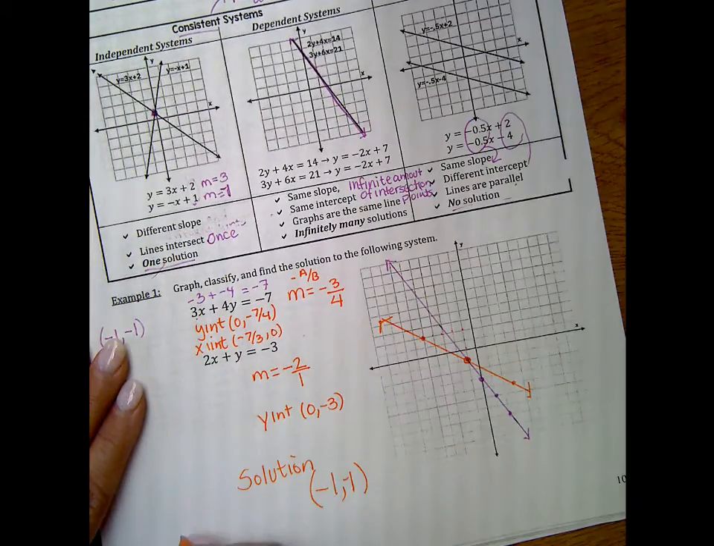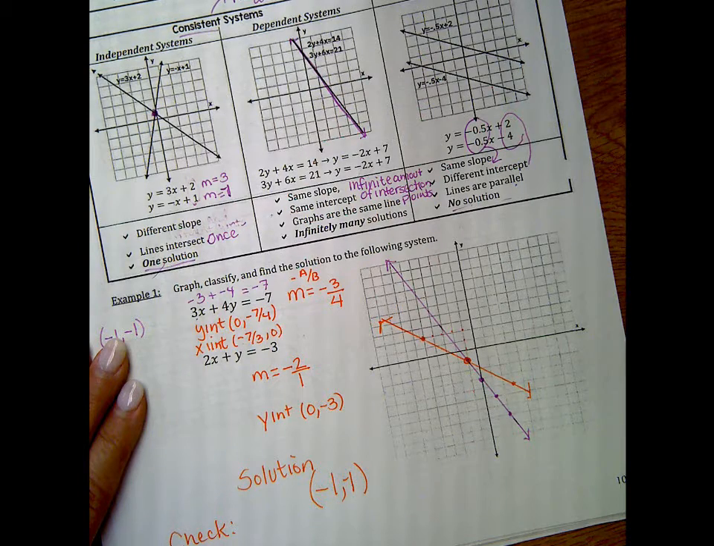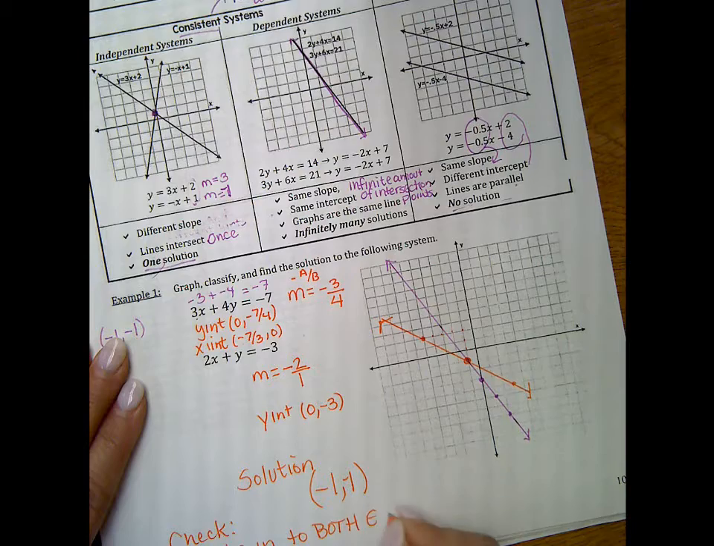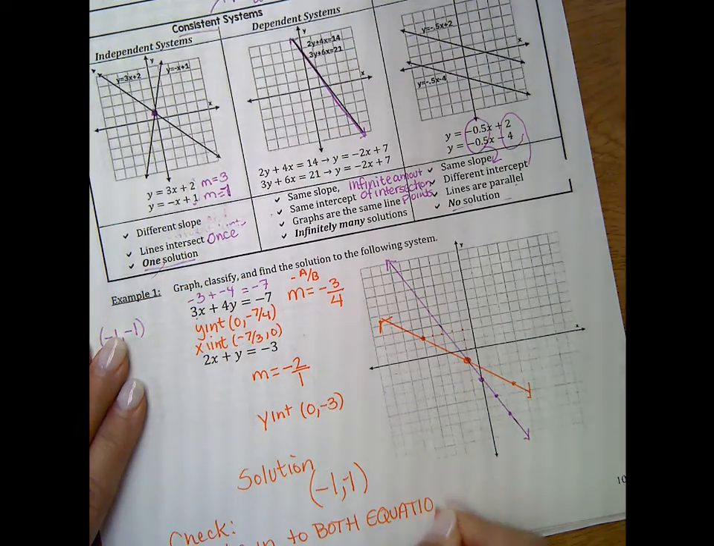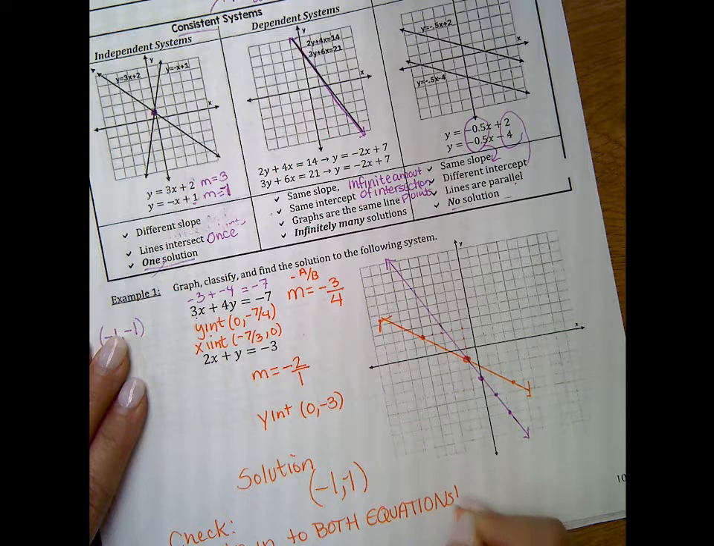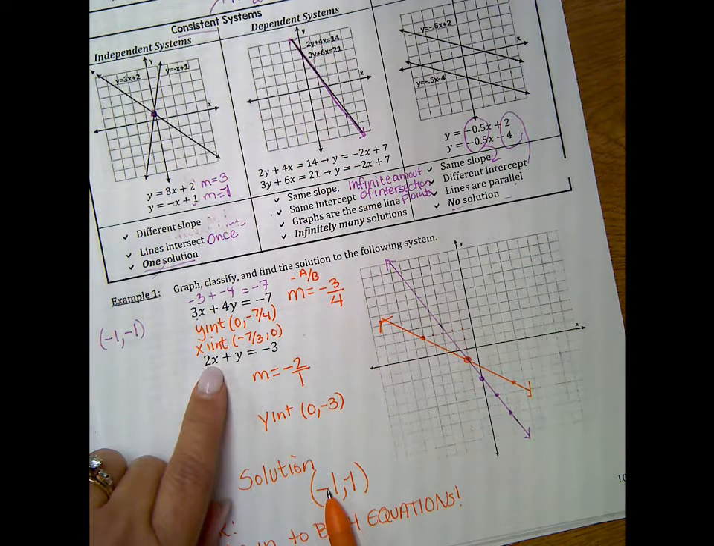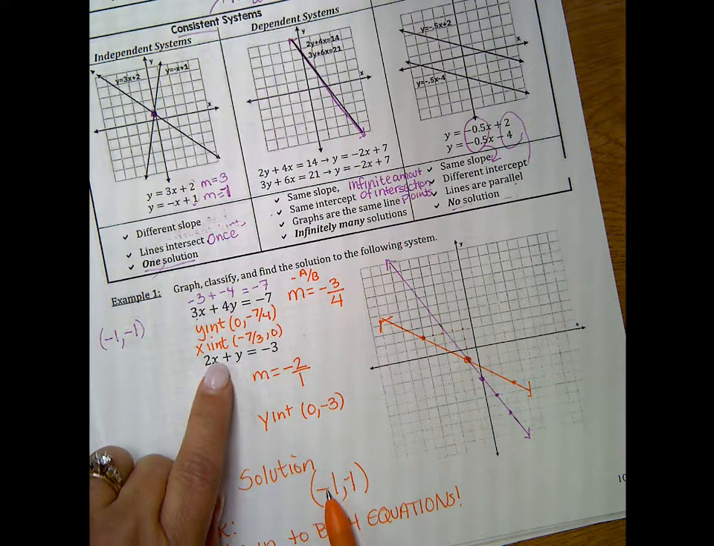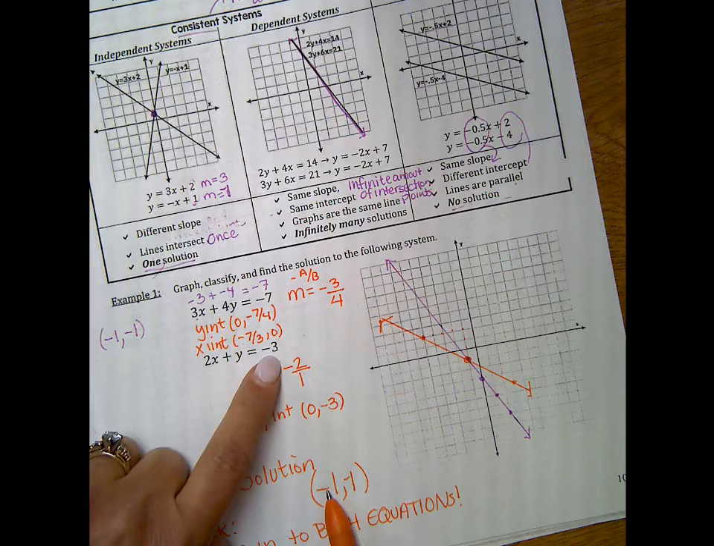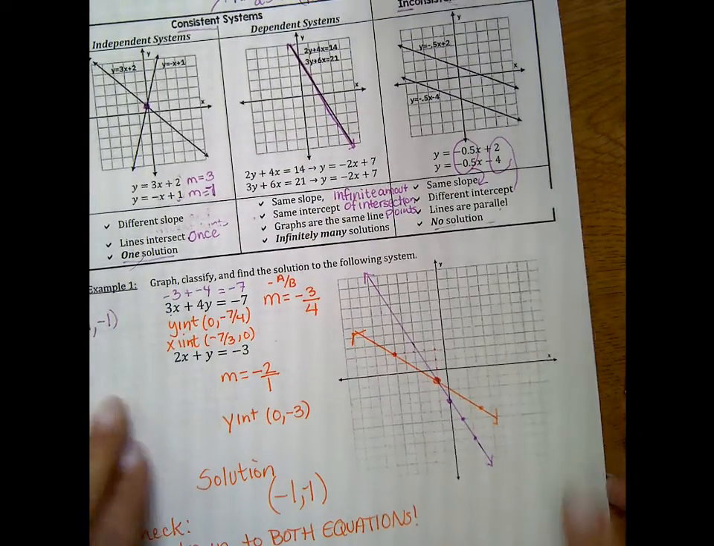We can check it by plugging it into both equations. We know it works on the first equation. We just did that. It doesn't take any time. If I plug in negative 1, I get negative 2 minus 1 is negative 3, so it checks out in the second one too. So plug it in and check. It's worth your time.